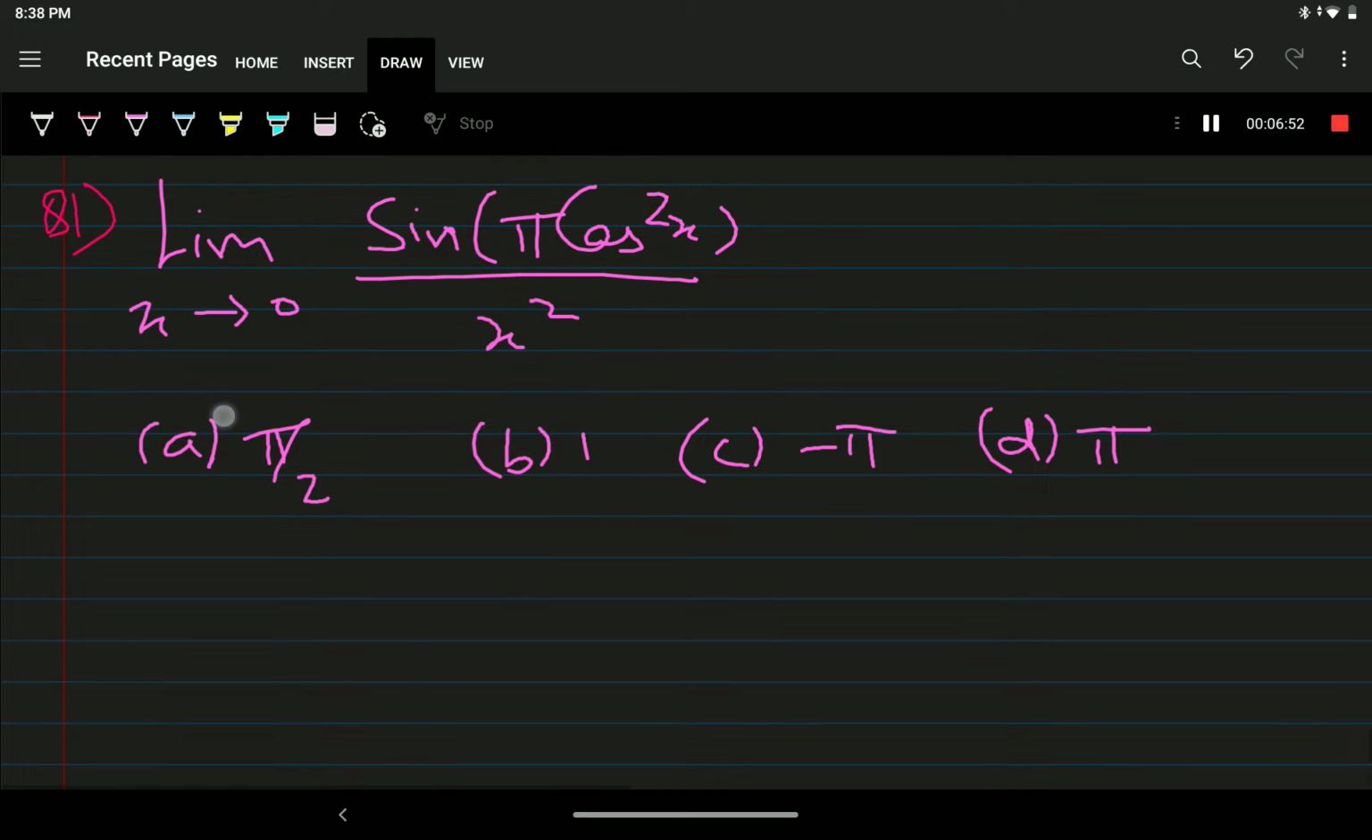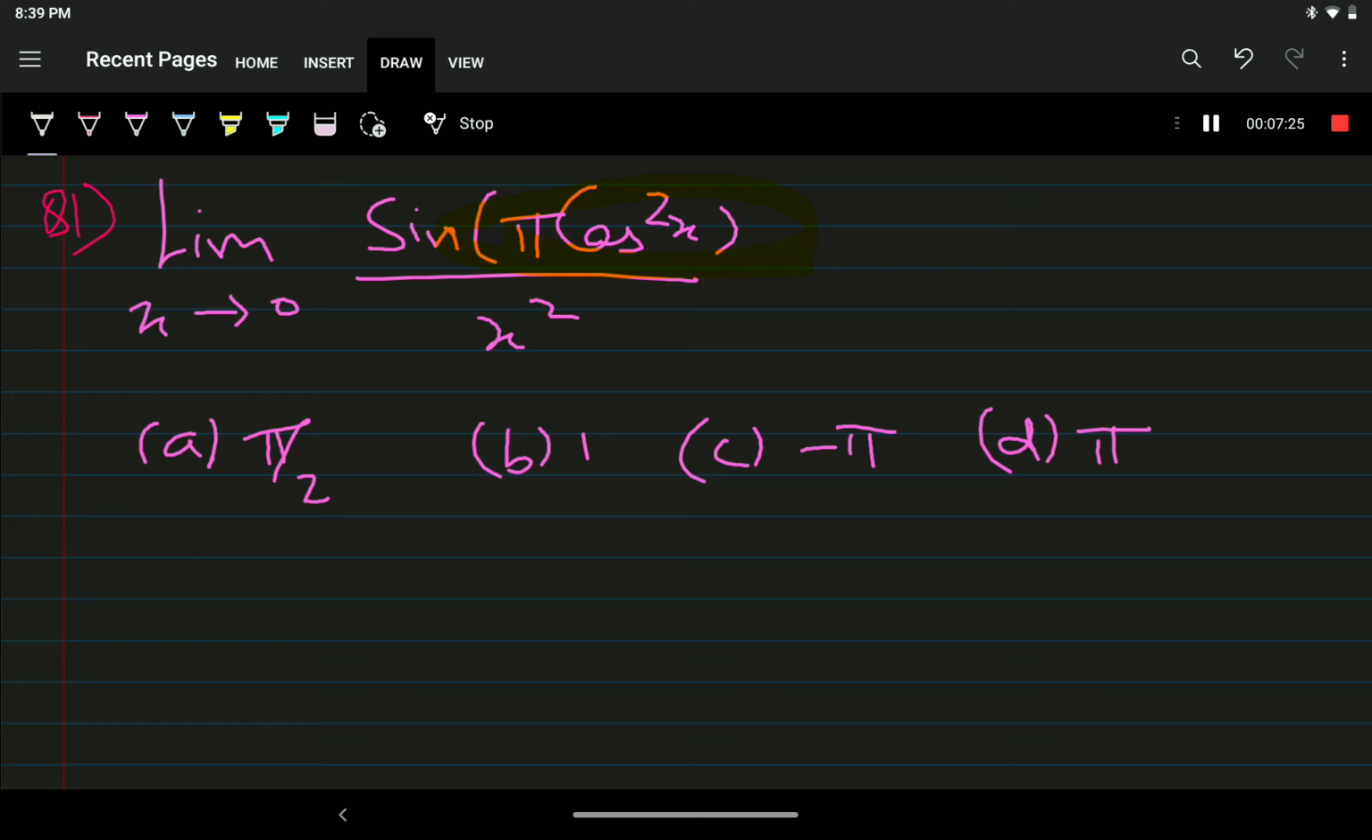Let's see, if we put the value of x as 0, it will be sine pi, which is 0 by 0. That is 0 by 0 format. Okay. So that means we can differentiate. But I'm not solving it by that method, because differentiating the numerator is a tedious task. So what I will do is solve it with the limits property.